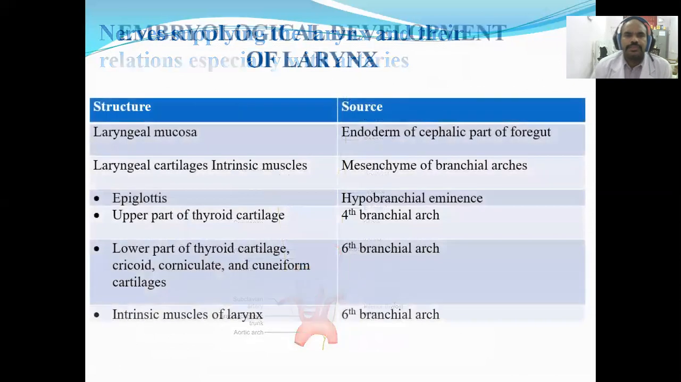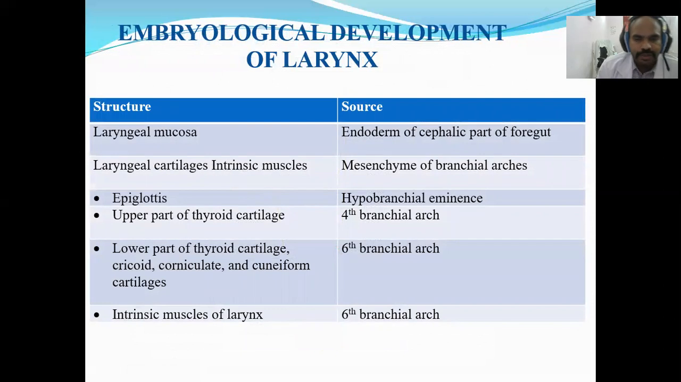So moving on to the second division, which is the embryological development of the larynx. I have mentioned the source as well as the structures. The laryngeal mucosa is from the endoderm of the cephalic part of the foregut. For the laryngeal cartilages, it is the mesenchyme of the branchial arches: the epiglottis from the hypobranchial eminence, the upper part of the thyroid cartilage from the fourth branchial arch, then the lower part of the thyroid cartilage, cricoid cartilage, corniculate, and cuneiform, all from the sixth branchial arch. The intrinsic muscles of the larynx all develop from the sixth branchial arch.